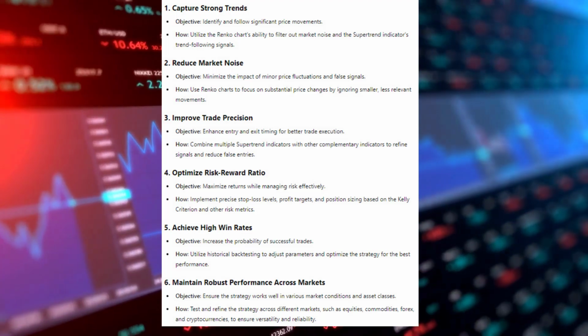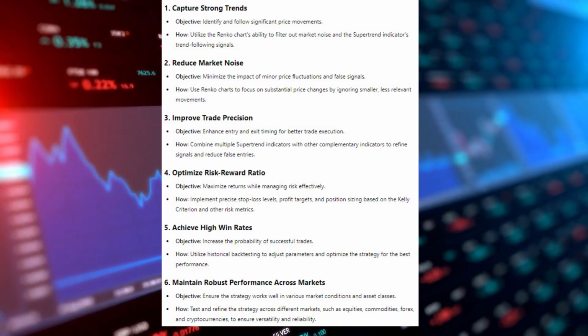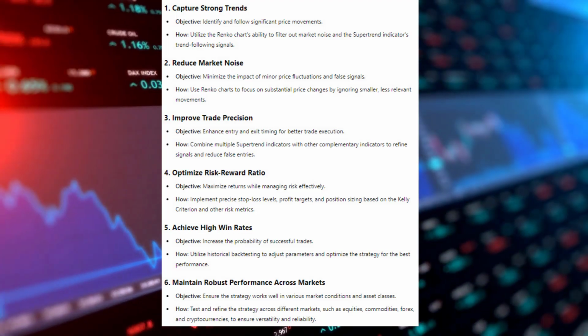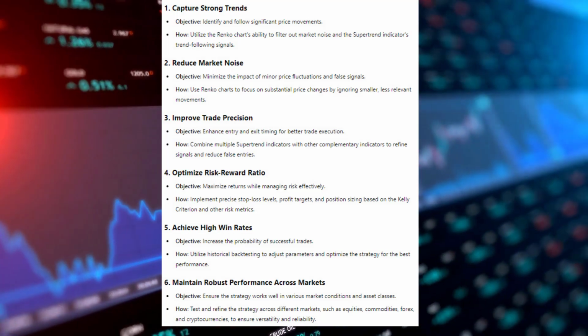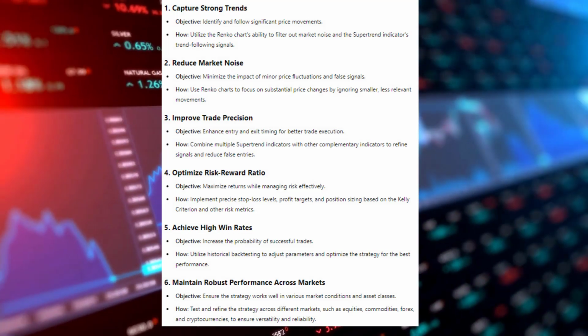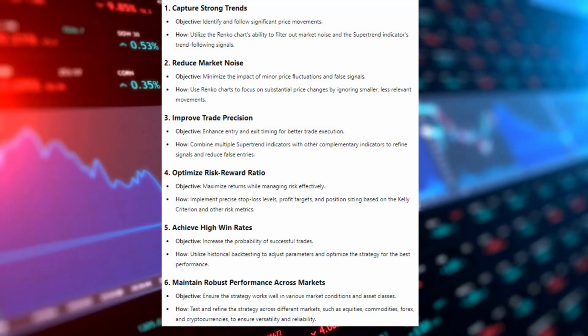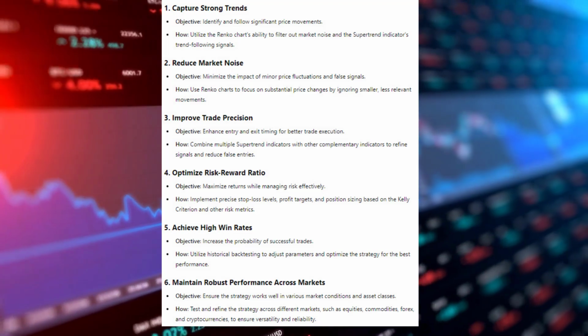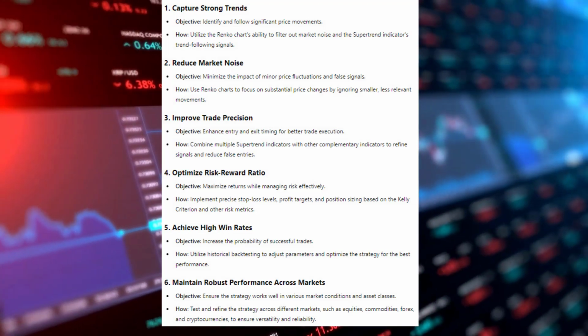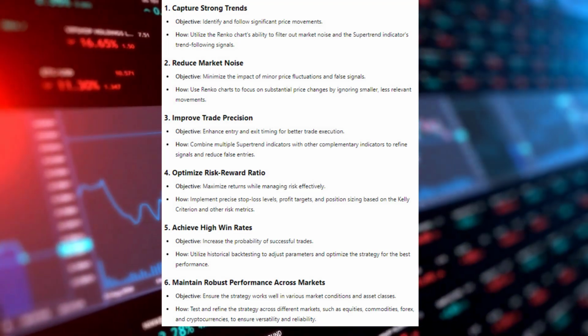So the goals of this strategy are to firstly capture the strong trends, identifying them, and then being able to target in on them, reducing the market noise through the Renko charts and the trend filtering, then improving trade precision, optimizing the risk reward ratio, achieving high win rates while still maintaining a robust performance across the markets.